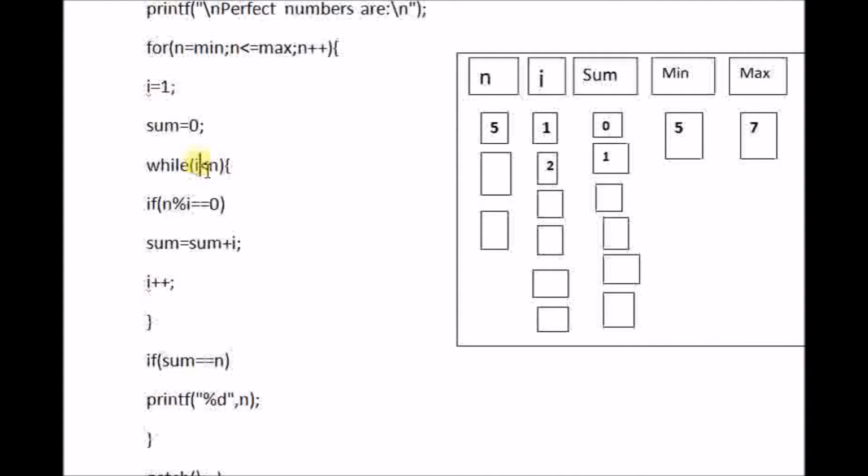Now the new value of I is 2. Is 2 less than 5? Yes. The condition is true. It goes inside. Is 5 mod 2 equal to 0? No. The condition is false. We are accepting only integer result, so the condition will be false. So this statement will not get executed. Now the I value gets incremented by 1, that is 3. The previous value was 2. Now the new value is 3.